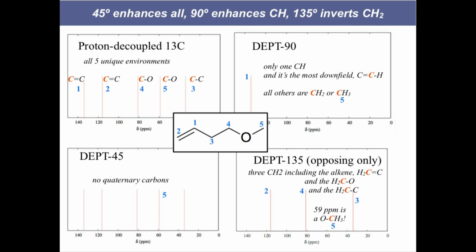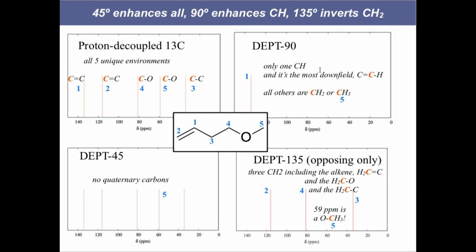Here's the structure that corresponds to our spectrum. And I've labeled the corresponding carbons on each graph. Let's start with our DEPT 90. DEPT 90 will only show CH couplings. And we said that CH coupling is the most downfield, and it's going to be C double bond C. So that's carbon 1 right here. That's a C double bond to a C, and it's got one hydrogen on it.